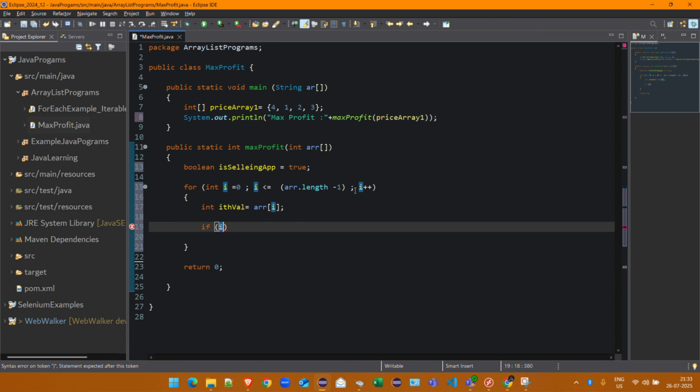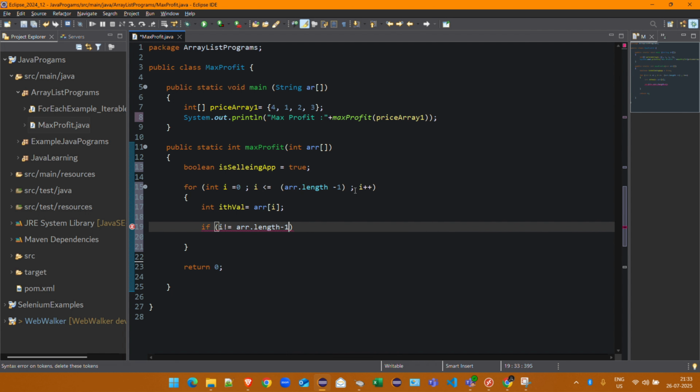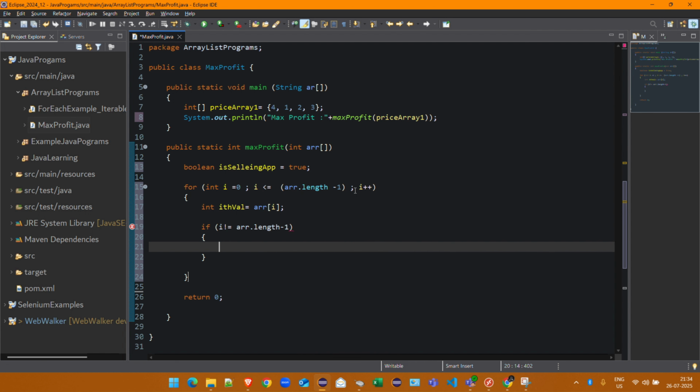So I will write it like if I is not equal to array of length minus 1. That means the index has not reached the last element. Only till then we will make this comparison. And now I will take I plus 1 value, which would be the next value. We'll compare those 2 days' values, and we'll keep iterating, right?